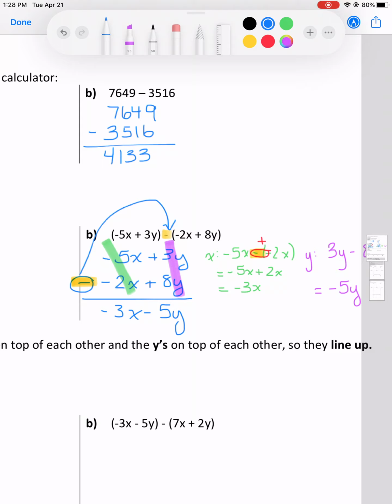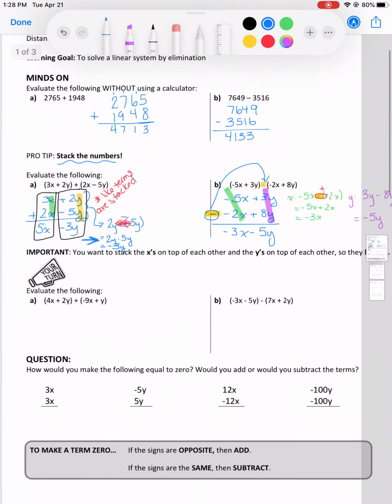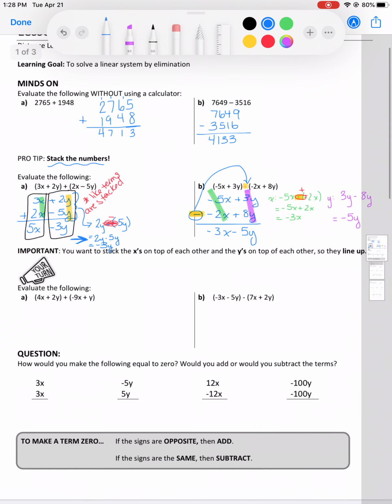Okay, so you guys just subtracted and added two different terms together. So good for you. So if you want to stack the x's on top of the y's, so they line up like I did say here in red. I'm not going to do another one. So if you guys want to practice it for yourself, go for it. Again, you can be like, yo, Miss B, did I get this right? And I can check it to make sure, okay?